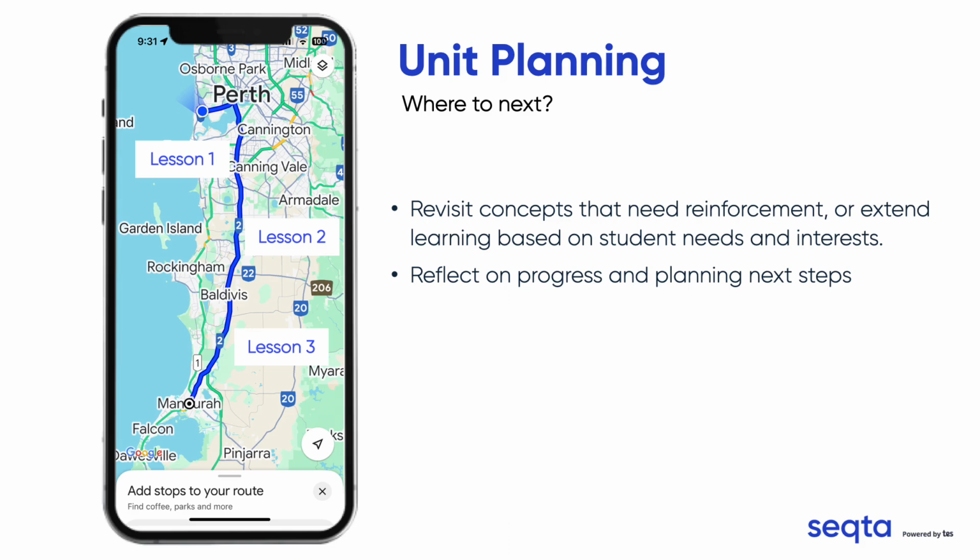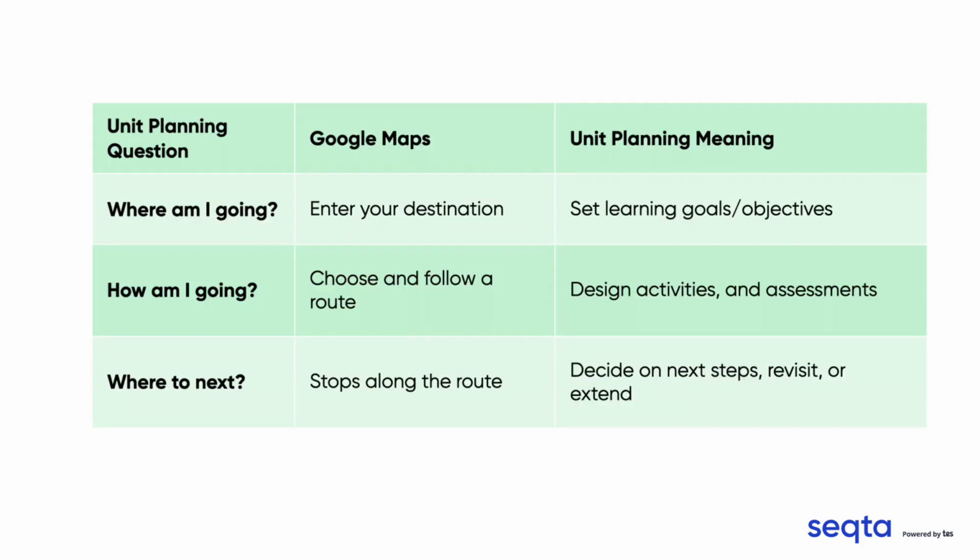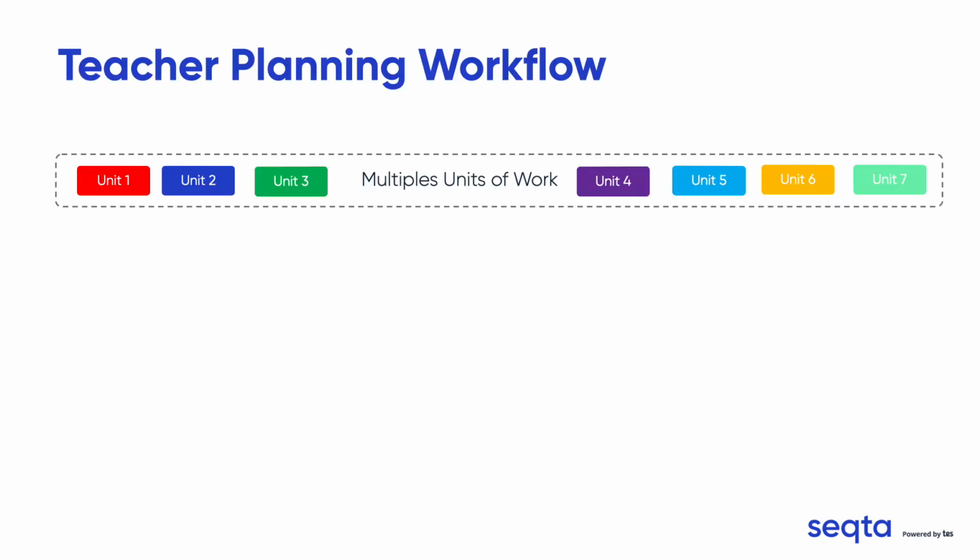And if we put it straight into a table, we've got the 3 questions on the left-hand side, and then Google Maps, you enter your destination. So this is the end of this unit. What do we want the students to know and understand? So what are the goals and objectives? How am I going? So this is the route that you're going to take through here. These are the lessons, the activities, key formative assessments, and where to next. So these are all of the stops along the way where you will decide whether you need to revisit concepts or extend student learning.